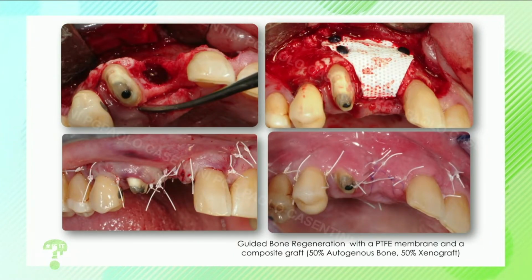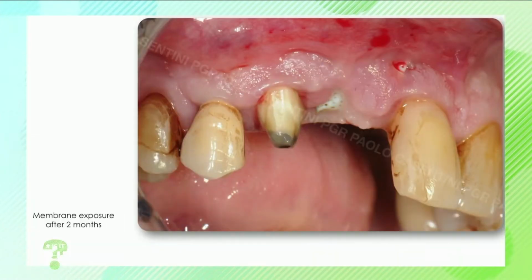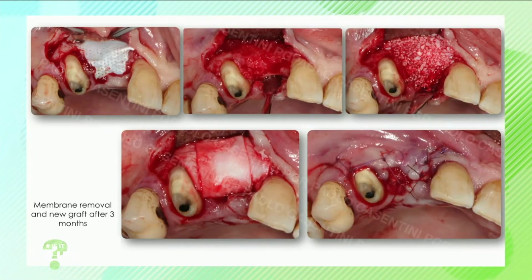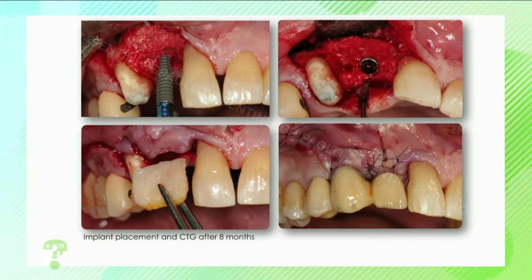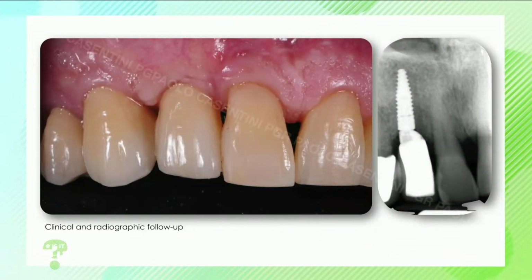Then, unfortunately, the membrane became exposed. You see in slide number 2 after a period of 2 months. And then we had to remove the membrane, partially regraft the site, and in any case it was possible to place an implant after 6 more months of healing, in combination with a connective tissue graft, and the case was finalized in an acceptable way, like you can see in slide number 5.